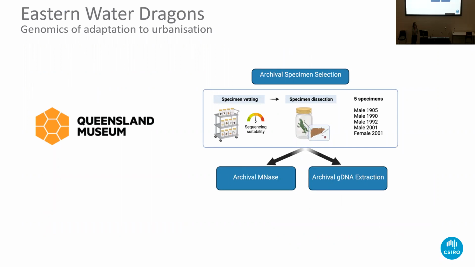So we sent Nicola into the Queensland Museum with our specimen vetting protocol in hand. She found a bunch of specimens that we thought were suitable for sequencing, as well as a number of specimens where she was able to get enough tissue for us to really try hard to use both our genomic sequencing assay and one of our archival chromatin assays on. We chose one because at that time we hadn't quite figured out how much tissue we needed. And so we wanted to put all of our effort into the one that seemed to be giving us more signal. And so that was the archival micrococcal nuclease. The 5 specimens that we used for this trial, 4 were male, 1 was female, and the oldest one was from 1905. And then we have a few from the 1990s and the early 2000s.